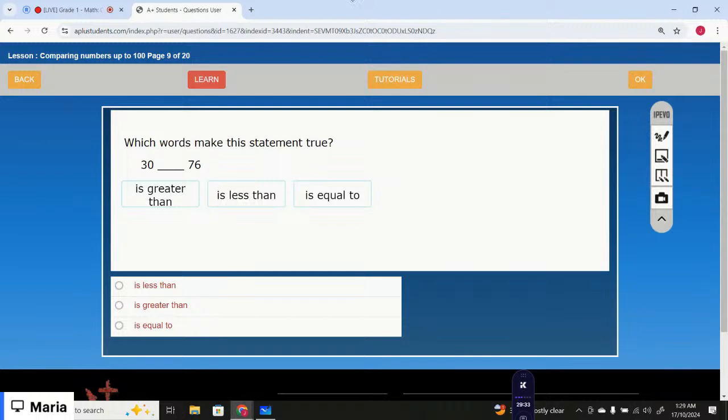Which words make the statement true? 30 and 76. Which is the correct option? 30 is less than 76, right? The correct option is less than.